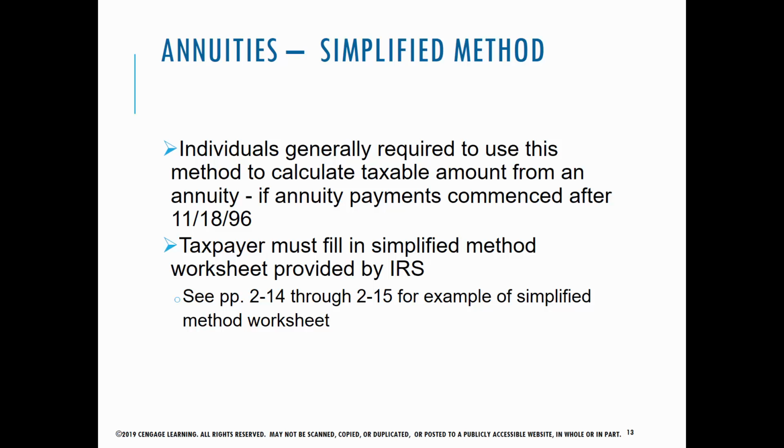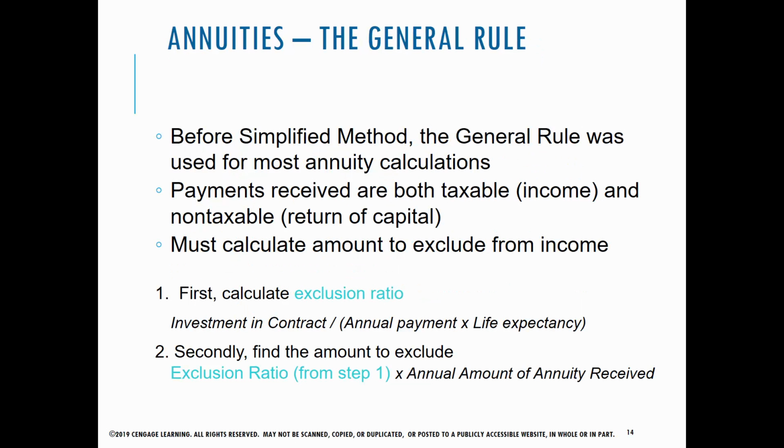Okay, so we're going to look at the simplified method, and you're generally required to use this method for any annuities that were purchased after 1996. So that's now, 23 years ago? So unless you've got a pretty elderly client, 80 or older. Okay, but let's just look at really what the rule is, and this is what we're going to crunch through.